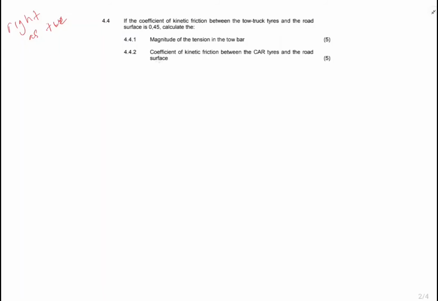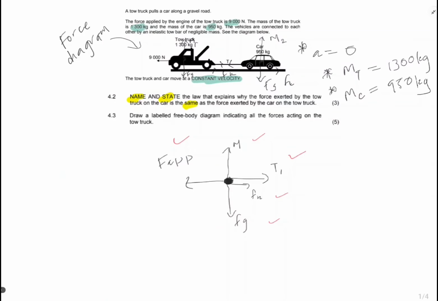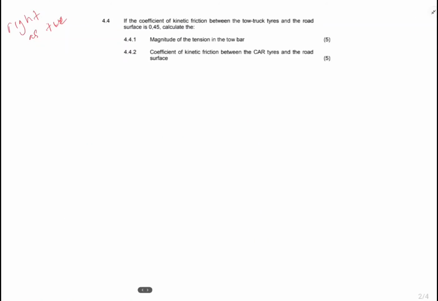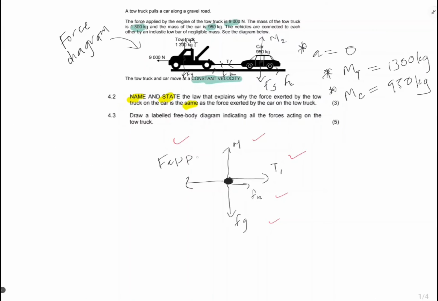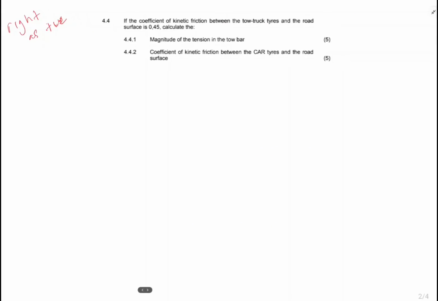We are expected to solve for the coefficient of kinetic friction between the car's tires and the road. We've already found the magnitude of the tension in the tow bar. So from here, remember I mentioned that once you have your free body diagram, these problems become quite easy to solve. But we only drew the free body diagram for the tow truck. In this case, we can also draw a free body diagram for the car, and we can see that the tension, we can call this T2, which is the same, and it's Fg, and then there's the frictional force there. So this one is for the car. That's the free body diagram.